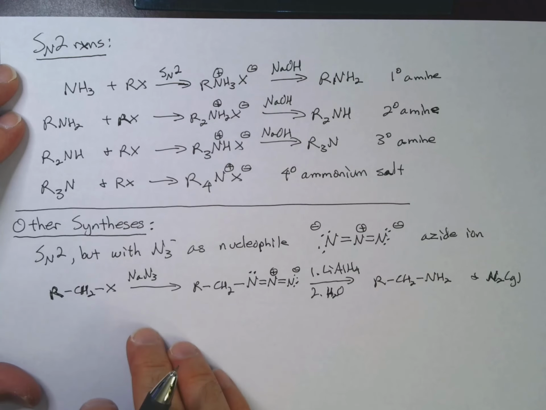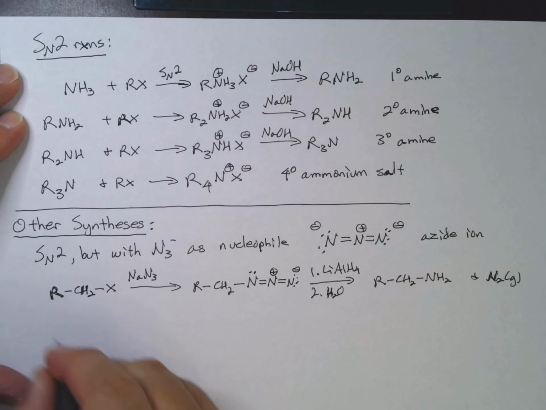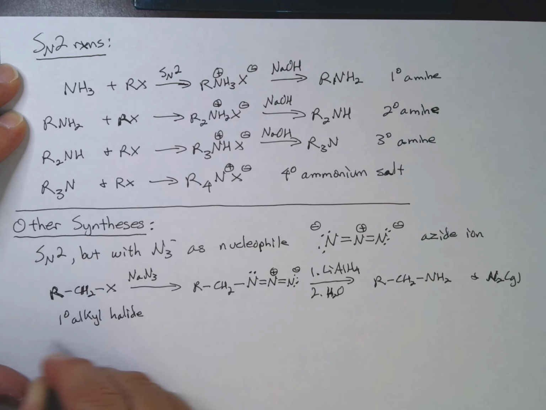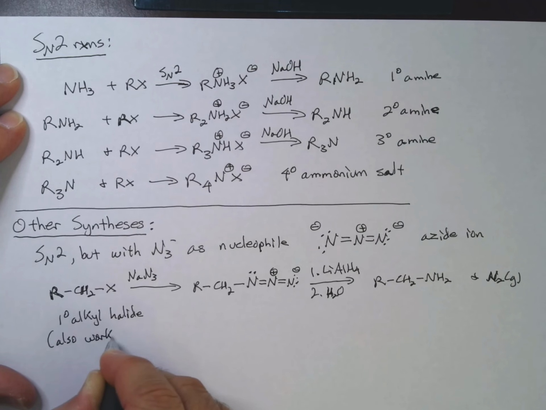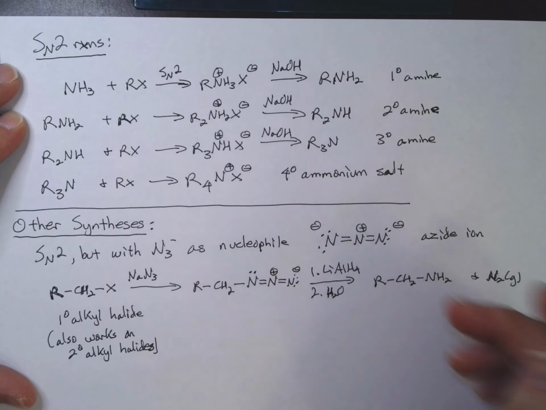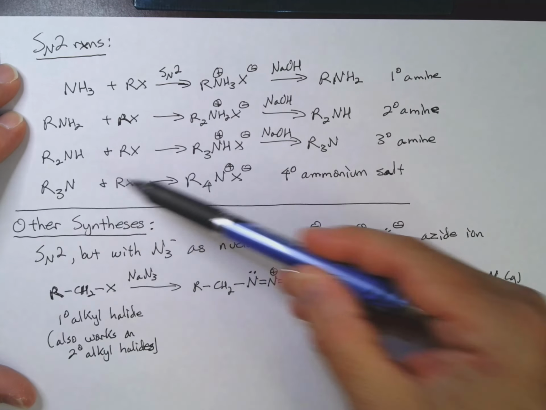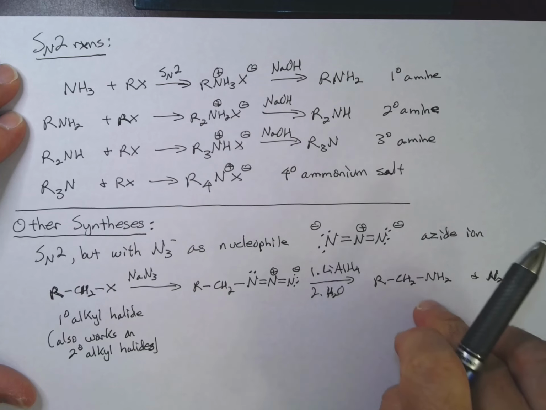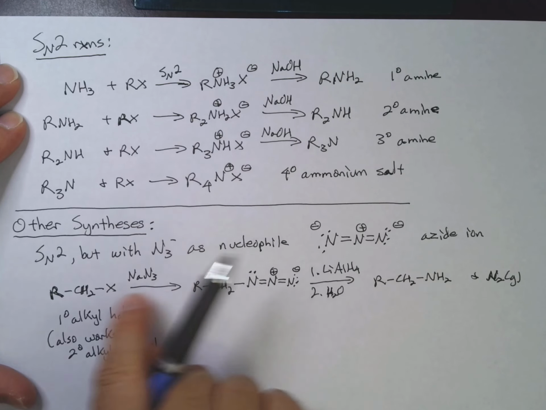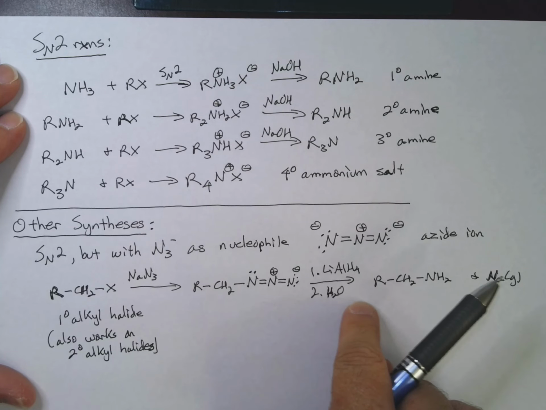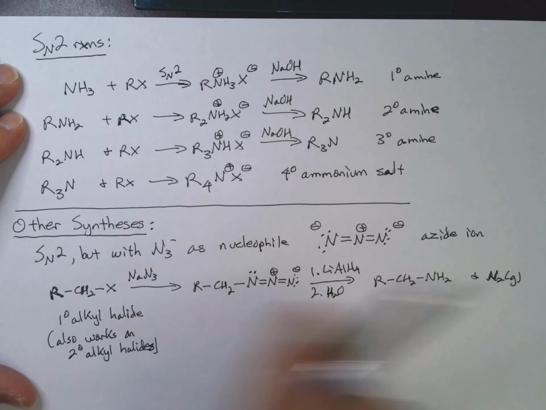But you can see that this allows you more control. So I could use a primary alkyl halide, and we'll say it also works on secondary alkyl halides, as long as we can do an SN2. And we don't have to worry about additional nucleophiles adding, because we don't get to the product until the very end. After doing one nucleophilic addition, this guy here won't do anything until we react it some more to make the amine. And now we've got the amine, we've used up all of this.